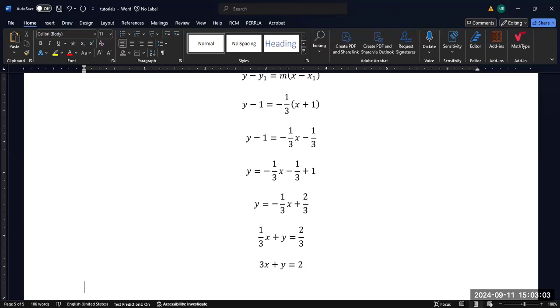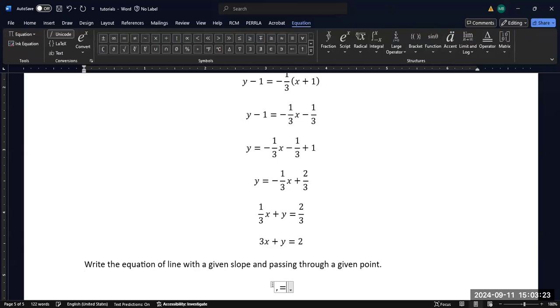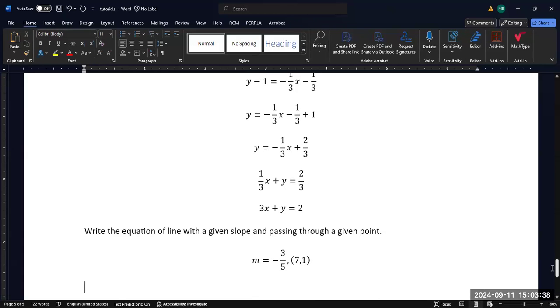All right, so let's try another example. Sometimes you'll get lucky. Write the equation of a line with a given slope and passing through a given point. In that case, if they just give you the slope, then you don't have to find the slope. So that will go faster. And the point is (7, 1) in this case.